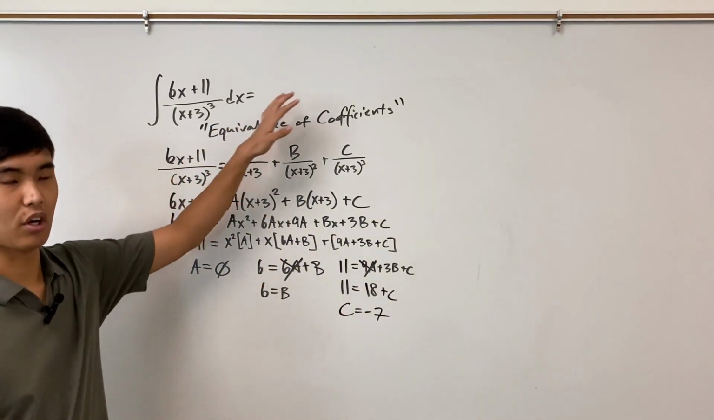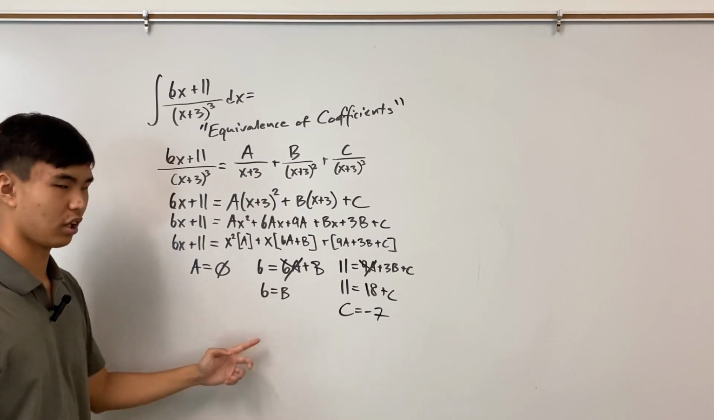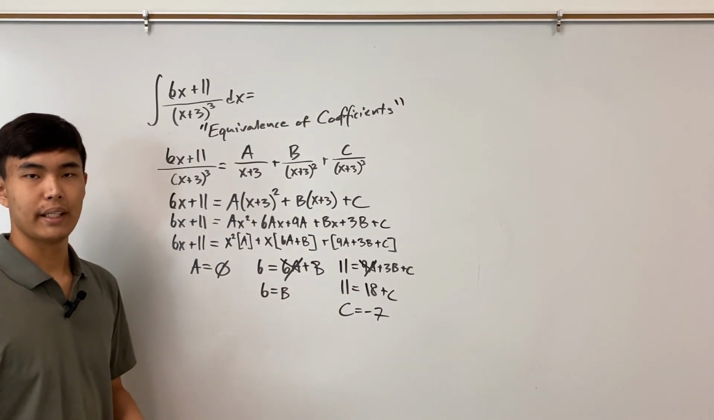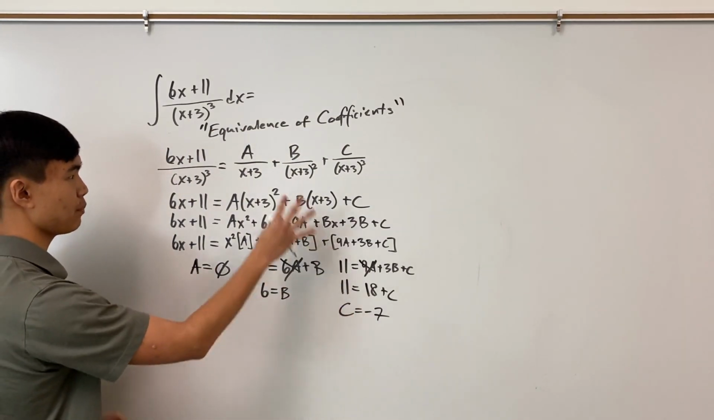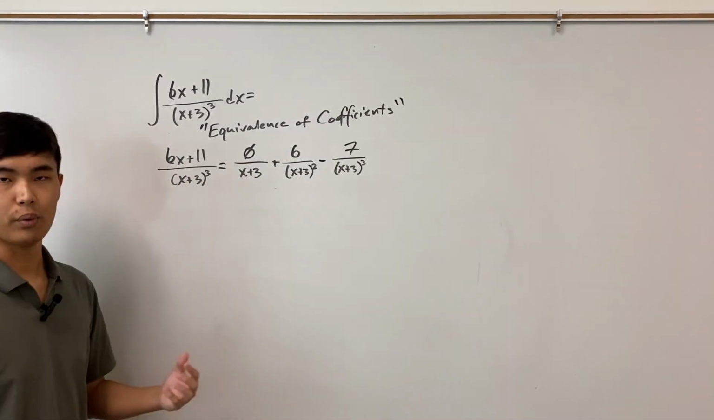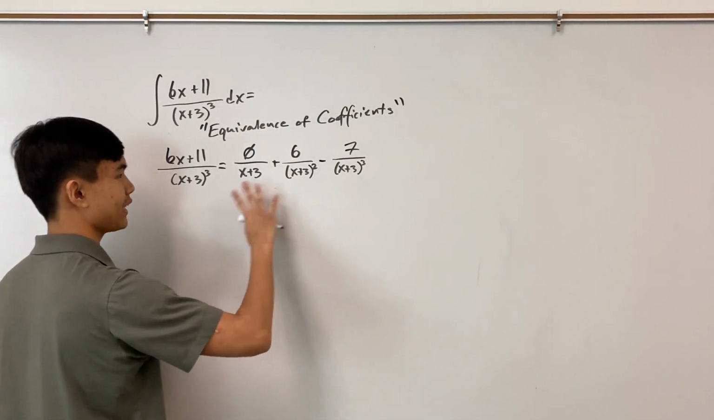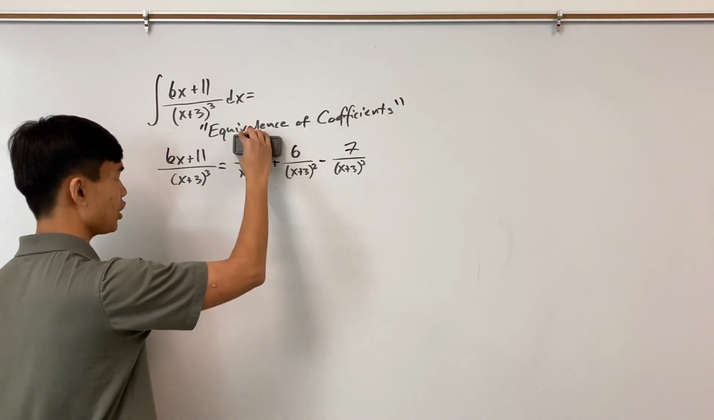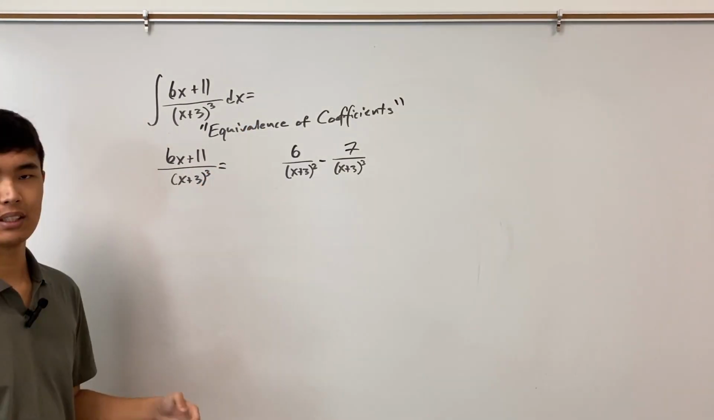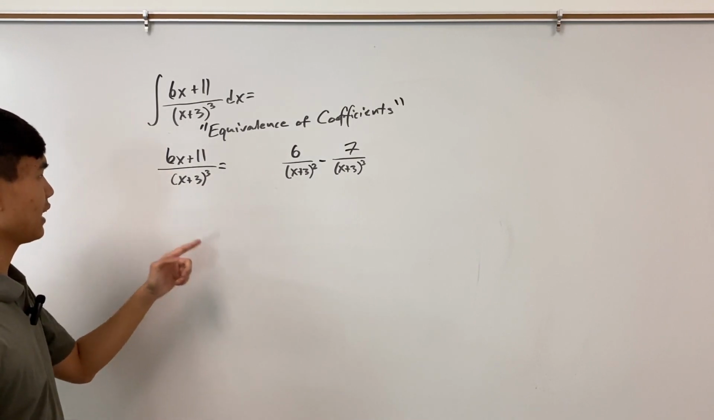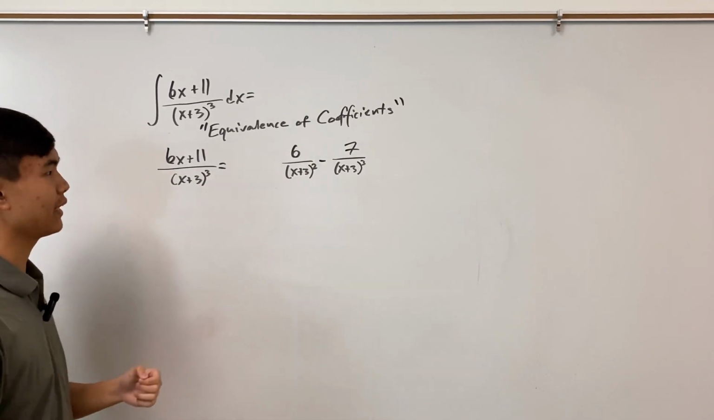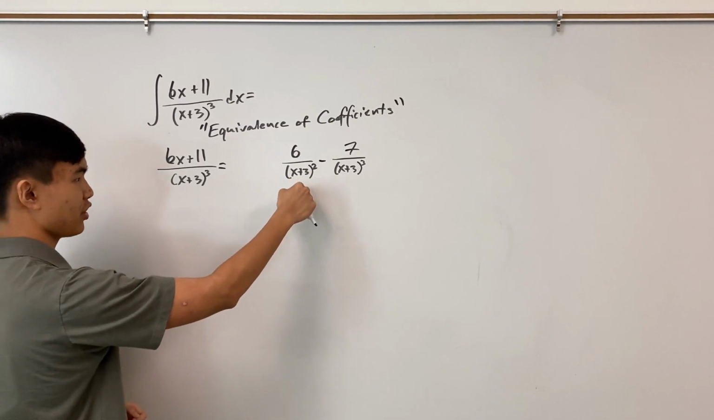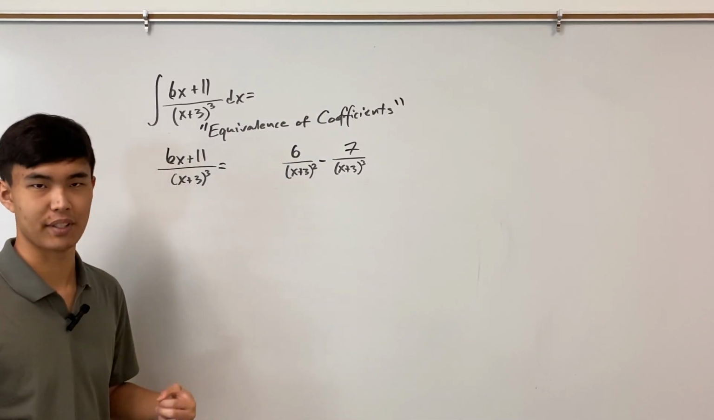By the equivalence of coefficients, we found all of our numerators. And now all that's left is to substitute these back here and then integrate. So with those substitutions, this is what the decomposition looks like. And since a is 0, we can actually just get rid of this term entirely. The decomposition of 6x plus 11 over x plus 3 cubed is 6 over x plus 3 squared minus 7 over x plus 3 cubed.